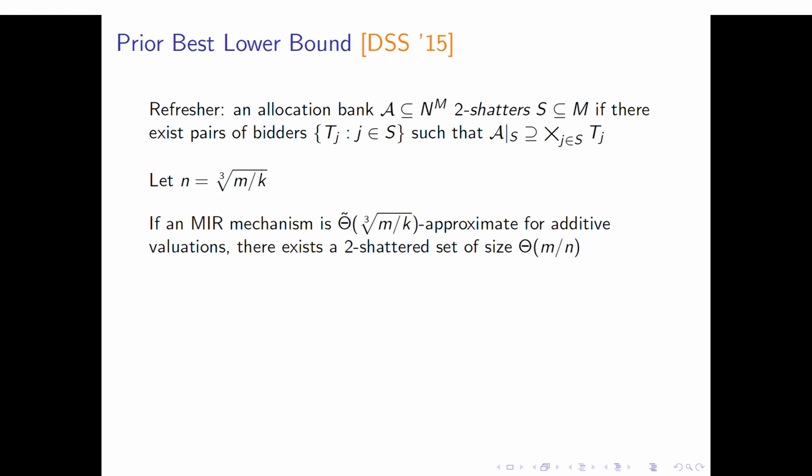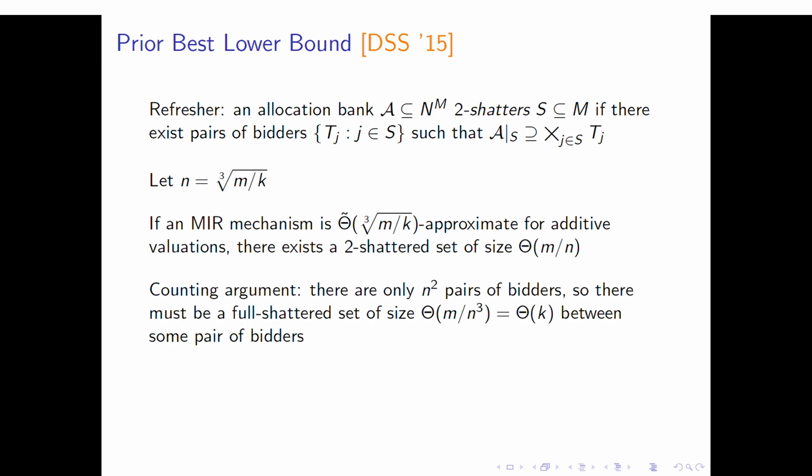A previous result shows that if an MIR mechanism is cube root m over k approximate, with some hidden log factors, for additive valuations, which is a subset of submodular, XOS, subadditive valuations, then there exists a two-shattered set of size m over n. Now, just remember that each two-shattered item goes between a pair of bidders. So since there are only n squared pairs of bidders, some pair of bidders has m divided by n cubed, which is k, items fully shattered between them.